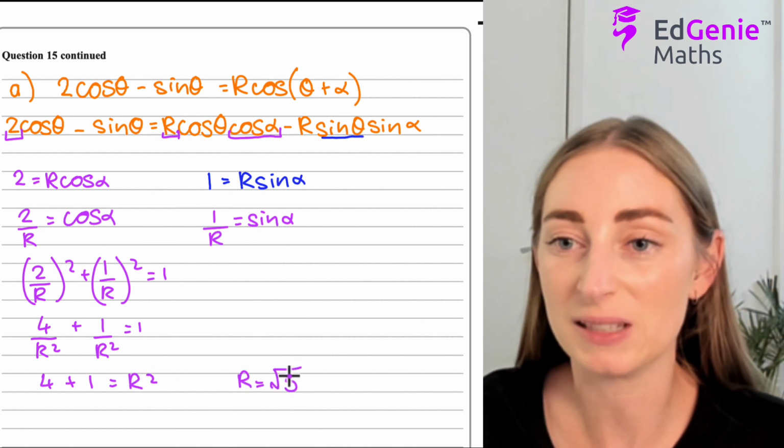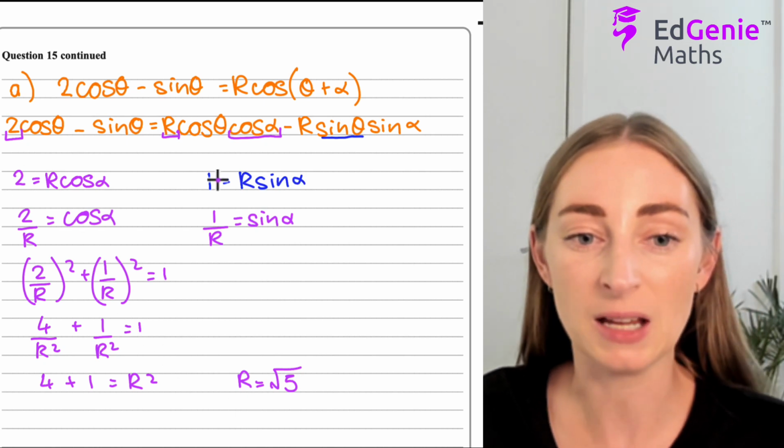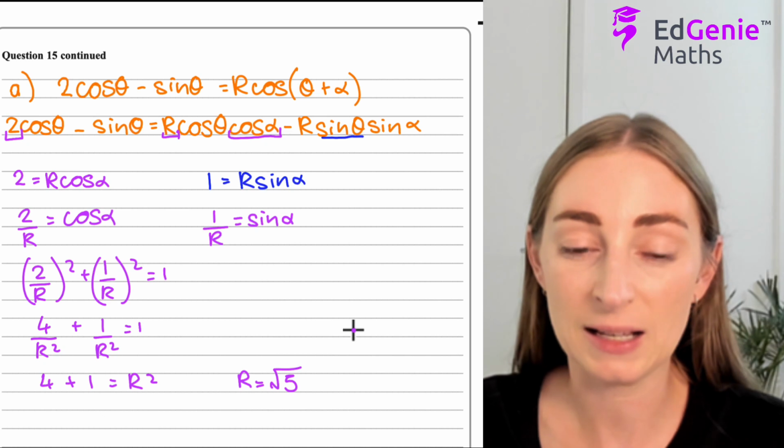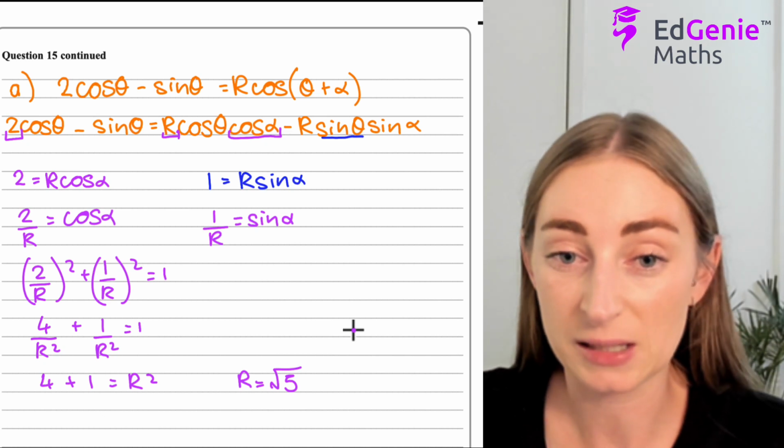Some people just memorize it and they just say it's this squared plus this squared, but I just wanted to show you how to do it. You can also do it using trigonometry. Yeah, there's a few different ways, it's up to you.